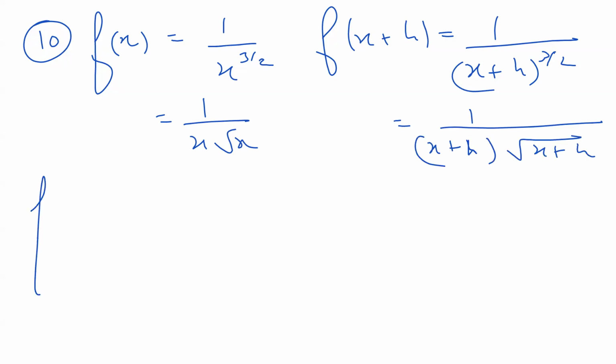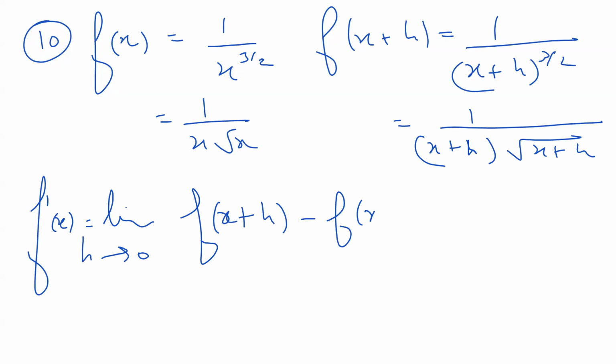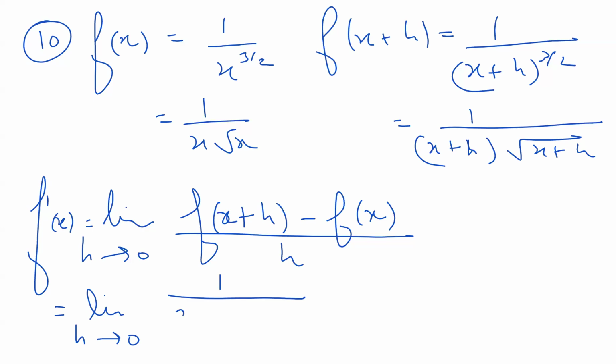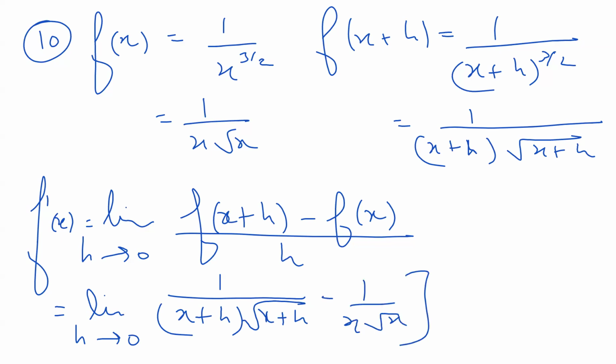f dash x as per first principle, limit h approaching 0, f of x plus h minus f of x upon h. So limit h approaching 0, 1 upon x plus h root x plus h, okay, minus 1 upon x root x, divided by h. This is the division by h. So you have to take LCM over here.